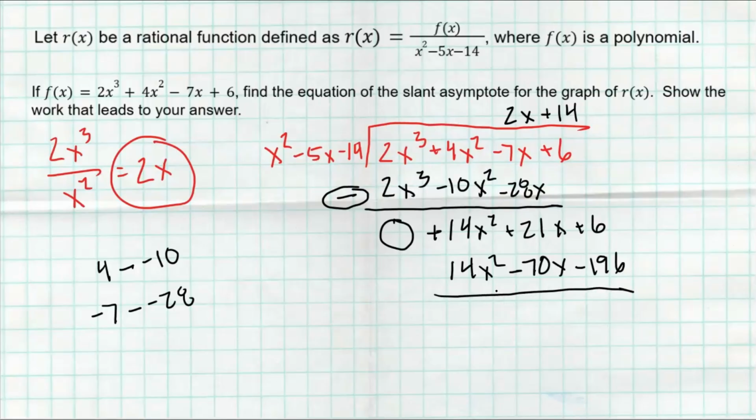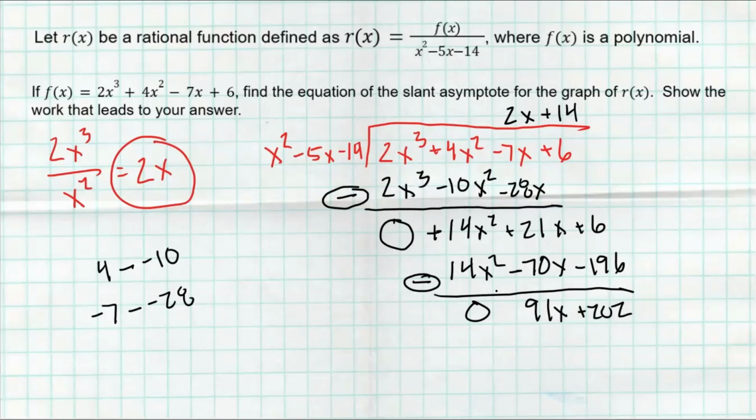Now, I actually could stop right now, but I'm going to keep showing you. I'm going to subtract this. 14 minus 14 is 0. 21 minus negative 70 is going to be 21 plus 70, which is 91x. 6 minus negative 196 is going to turn to 6 plus 196, which is a positive 202.